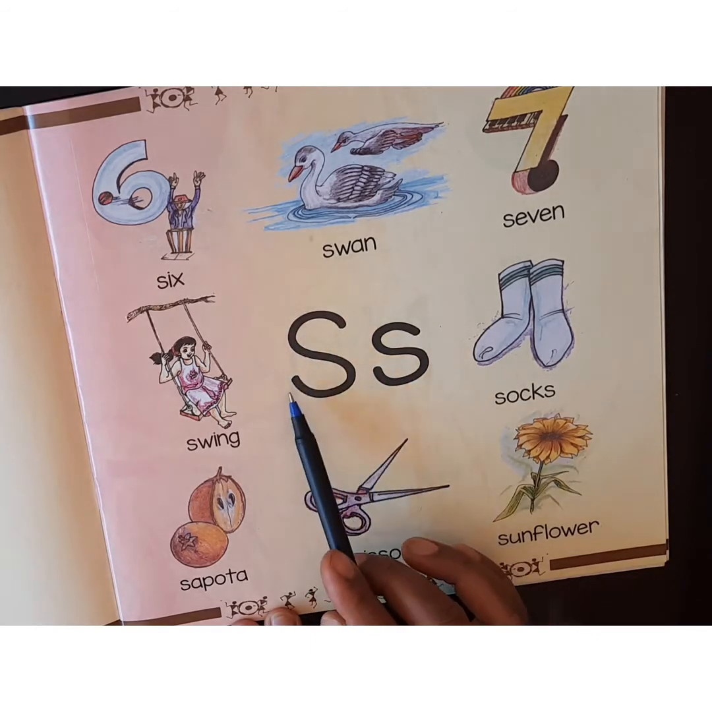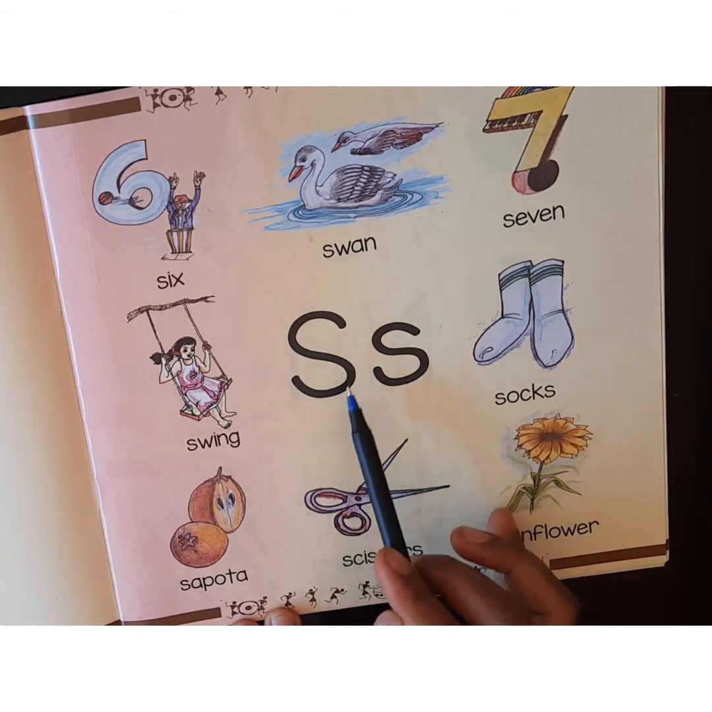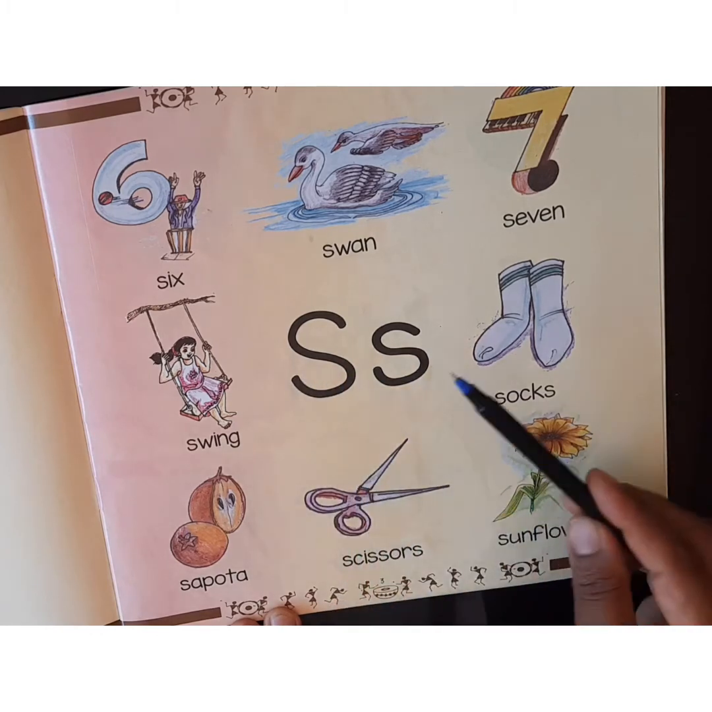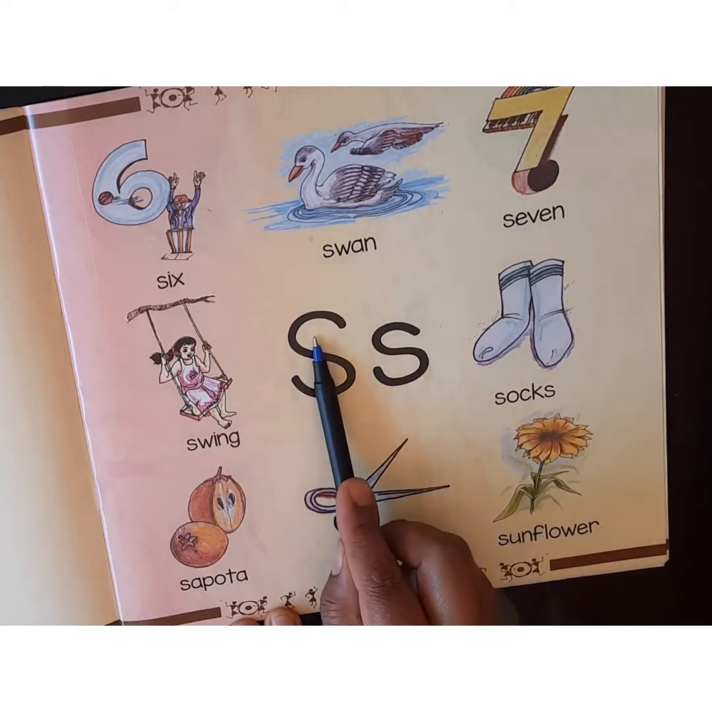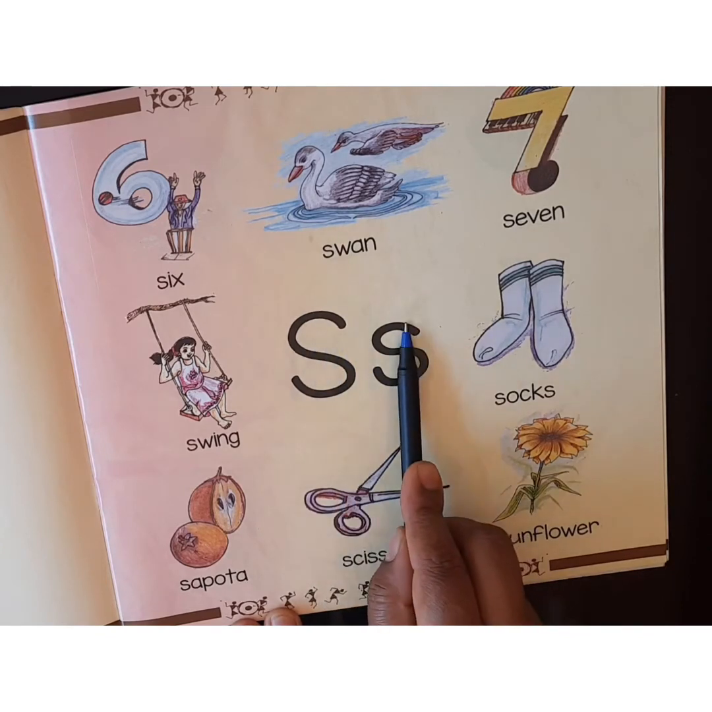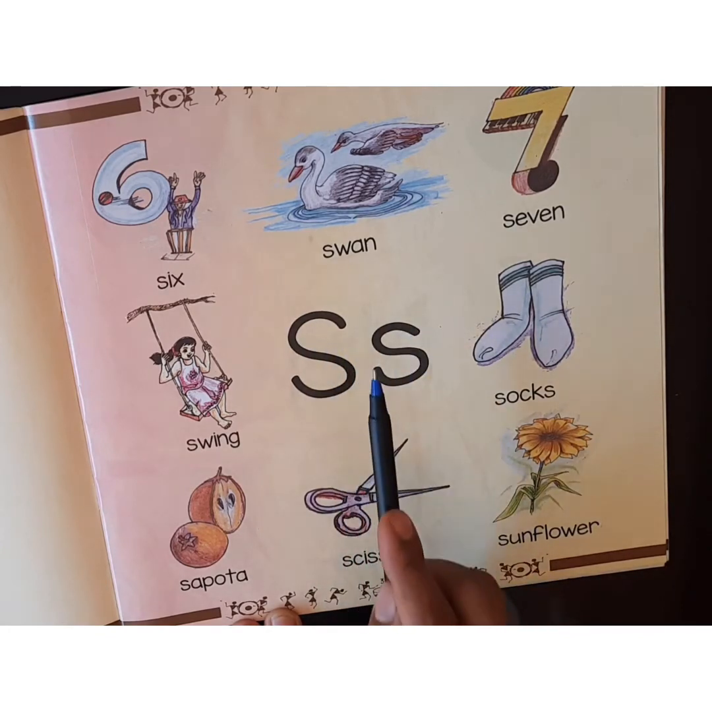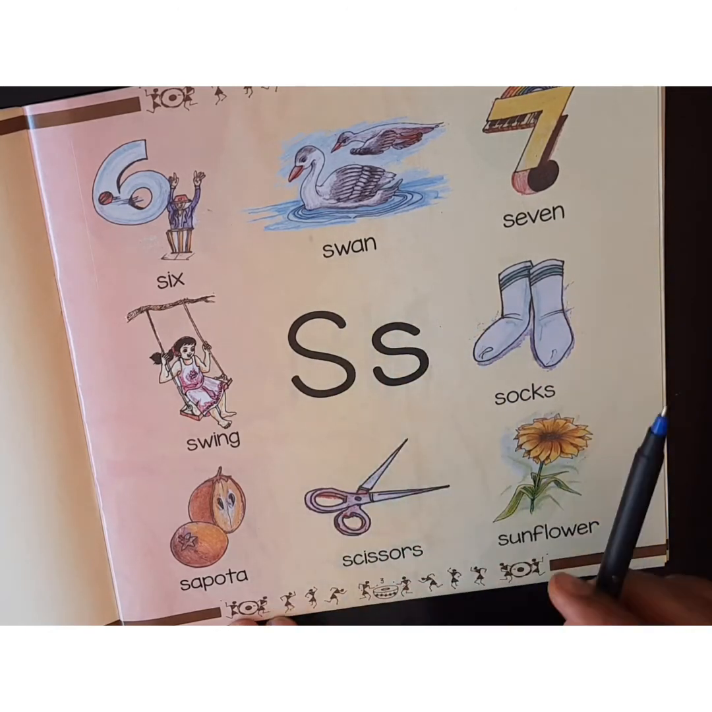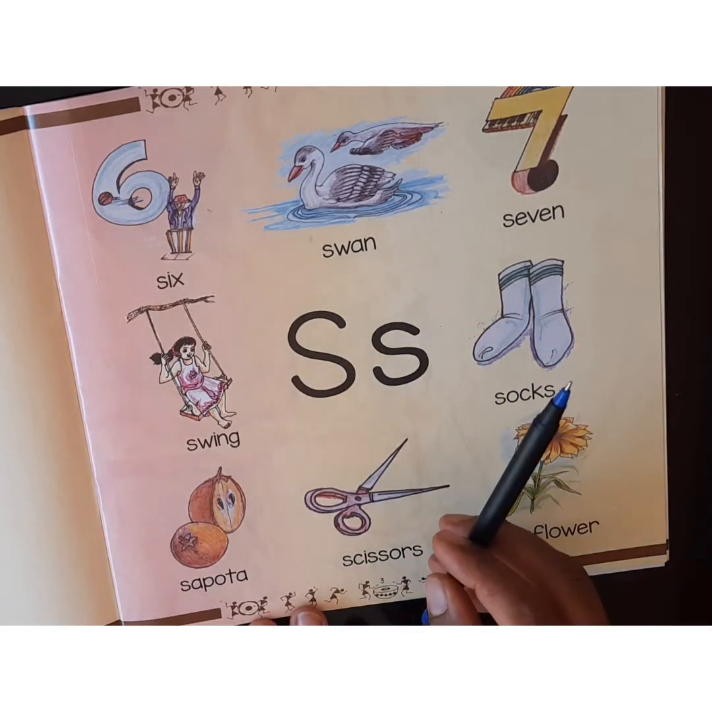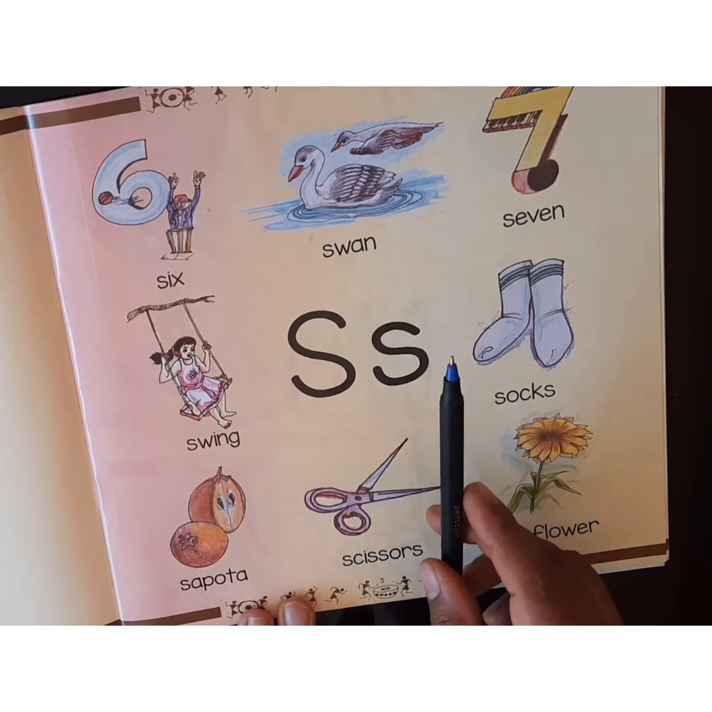You have 2 curves here. See here. 1 curve, 2 curves. Okay. And this is the small letter s. So, S is S. The phonetic sound of S is S. Okay. S is S. You are going to repeat every day, children, so you will get practice.